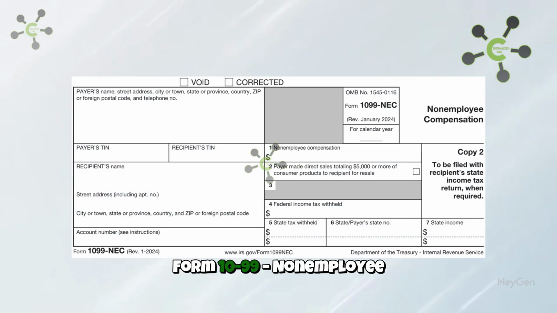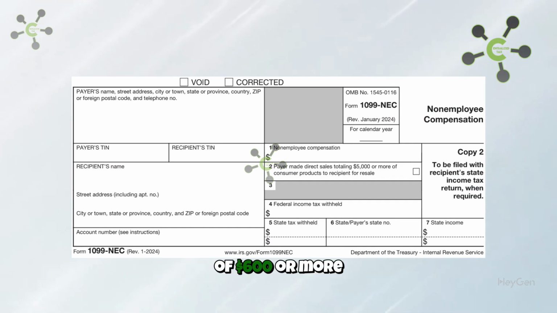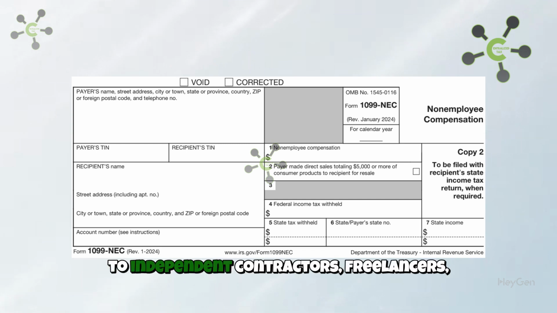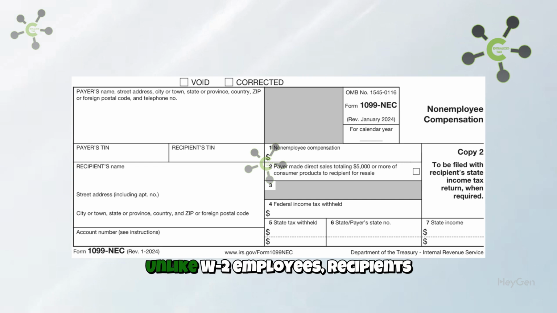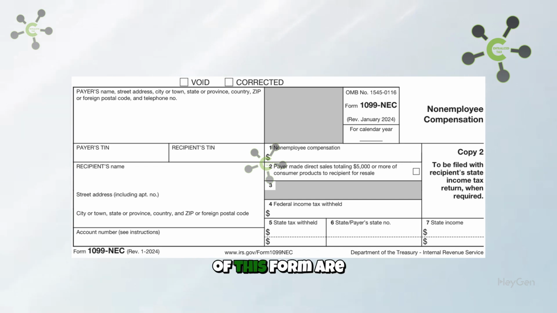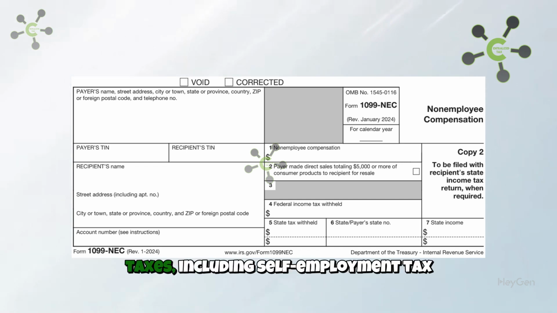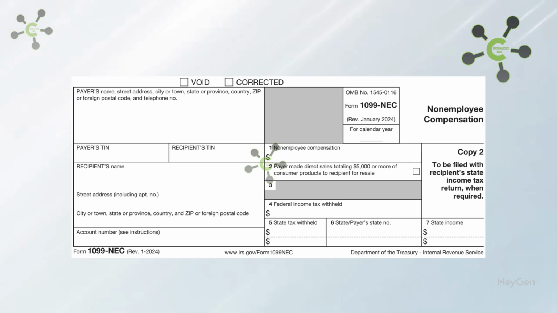Form 1099, Non-Employee Compensation, used to report payments of $600 or more to independent contractors, freelancers, or gig workers. Unlike W-2 employees, recipients of this form are responsible for their own taxes, including self-employment tax and estimated tax payments.